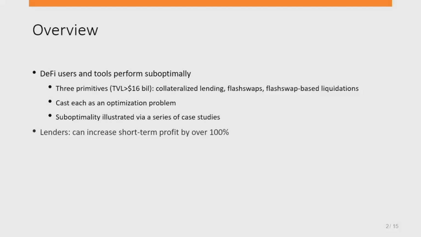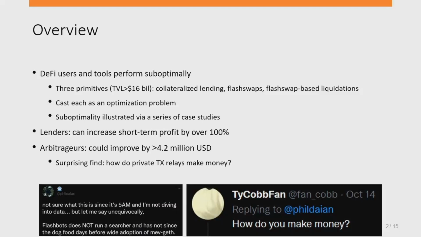With respect to lending, we show that liquidity providers could increase their profits in some cases by more than 100%. And we also show that with respect to arbitrage, arbitrageurs are suboptimal by about 4-point-something million dollars, which is not a lot. But besides doing that, we use our data to also uncover a fun fact.